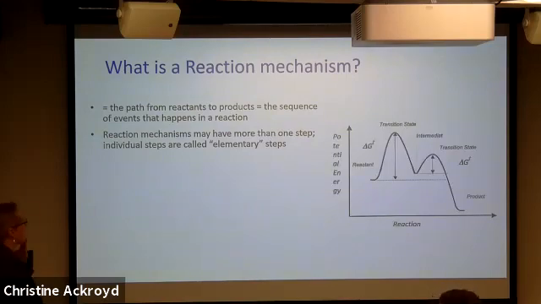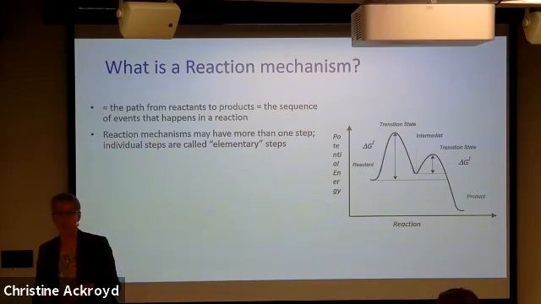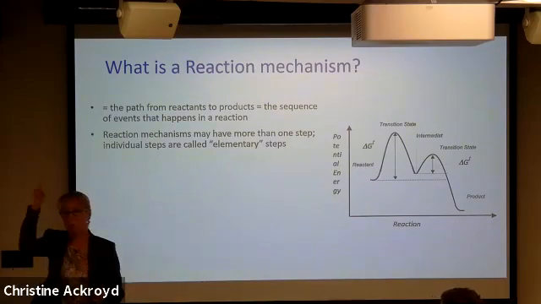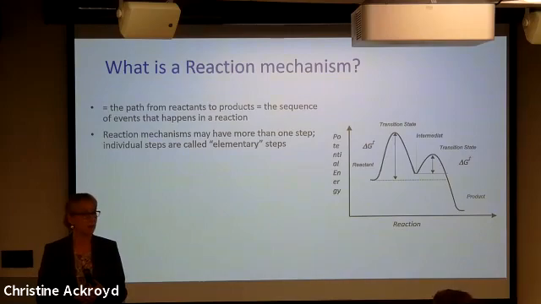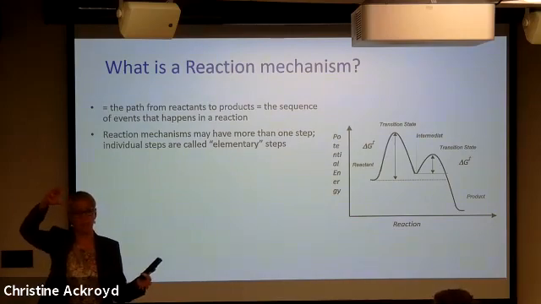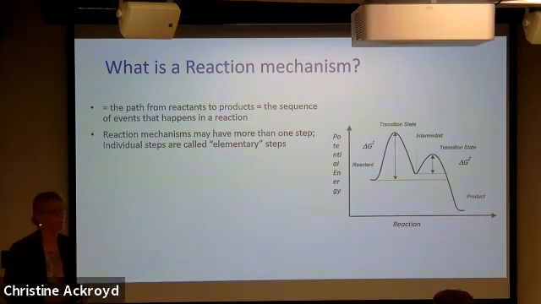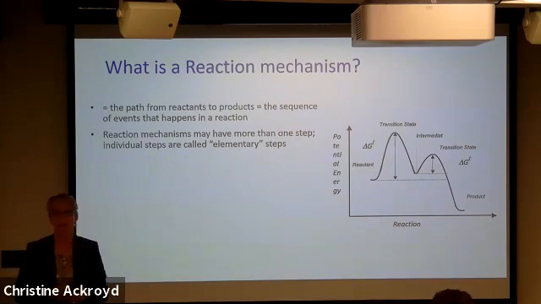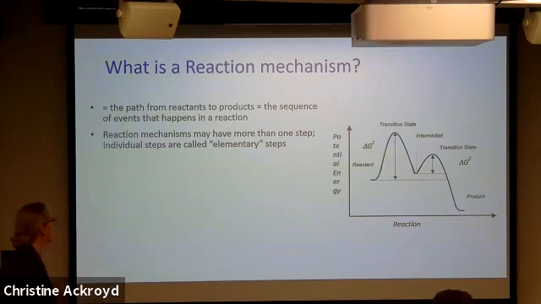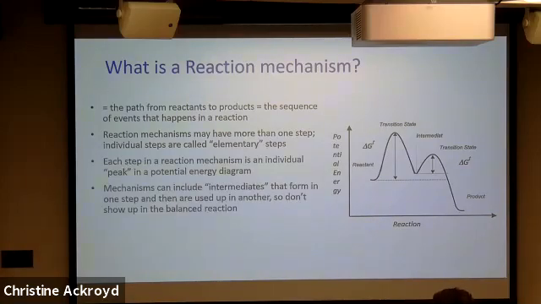Okay. Now, up to now, all of the energy diagrams that I've showed you have had one bump in them, right? Those correspond to a single transition state between starting materials and products, right? A one-step reaction. But actually, you can have multiple steps in a chemical reaction. And each step will have its own peak in an energy diagram. The individual peaks we call elementary steps.